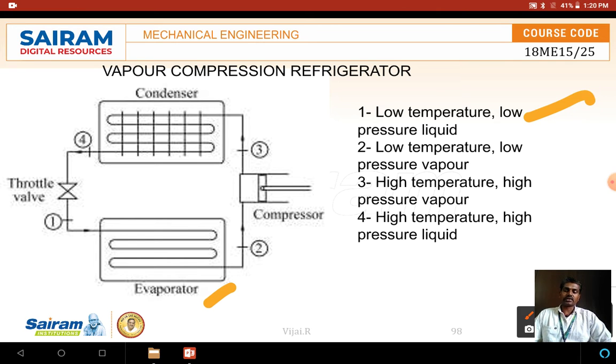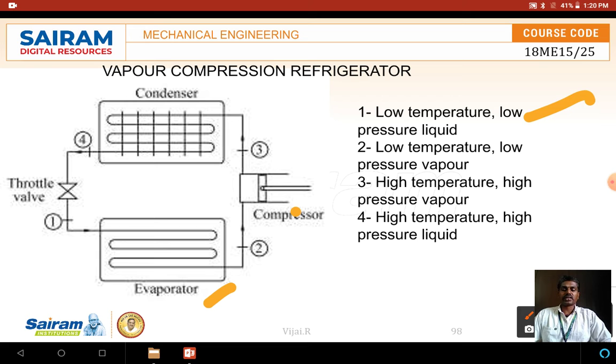In the evaporator, the low pressure, low temperature liquid passes through a set of coils. When it passes through the coils, it absorbs the heat energy in the refrigerator system and becomes vapor. So we call it the evaporator, the one where the liquid is converted into vapor. Then the vaporized refrigerant passes on to the compressor.